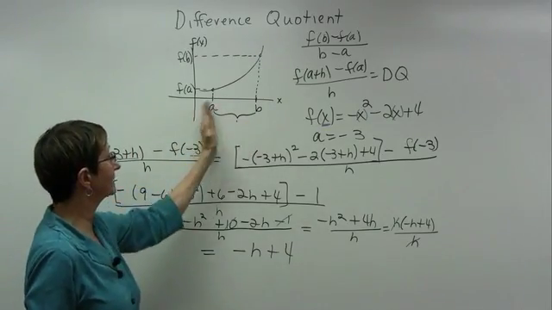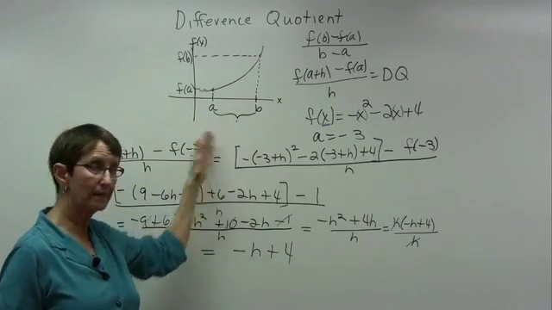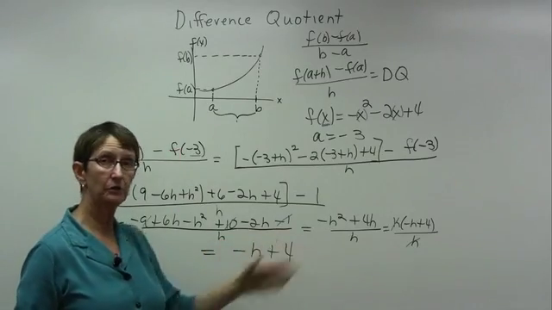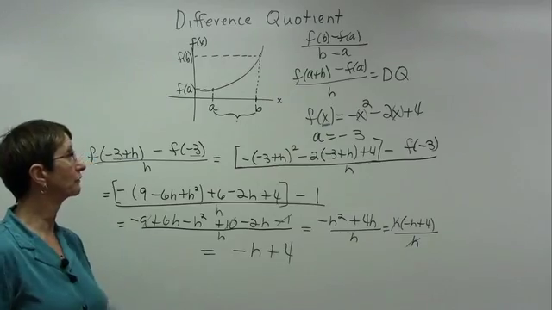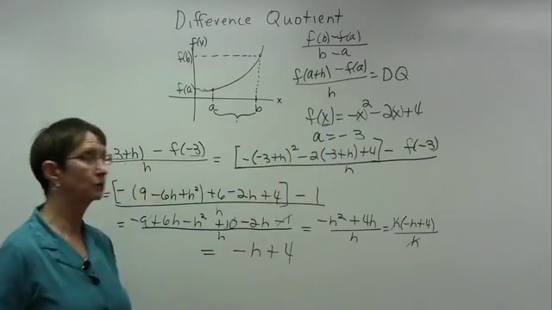Depending on what h is, that tells me how far away I am from my a, I'll get different values. So this is the way you simplify the difference quotient for this function when a is equal to negative 3.